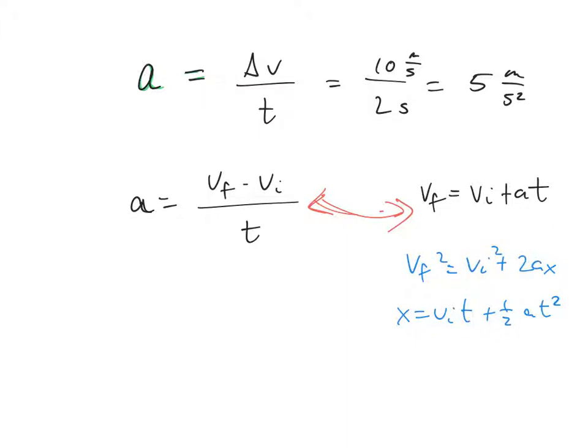What if the problem says it comes to rest, or it comes to a stop, or it comes to a halt at the very end? What do we then know, Sarah? Good. Then vf is 0 in that case. That's horizontal motion that we're talking about right now, okay? Horizontal motion.